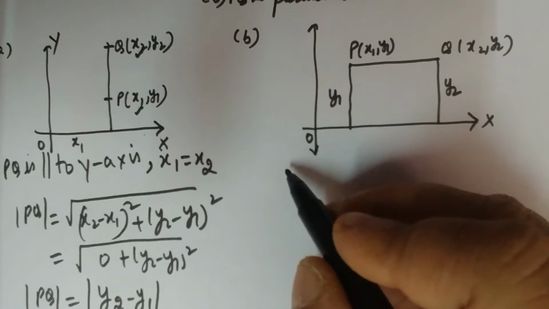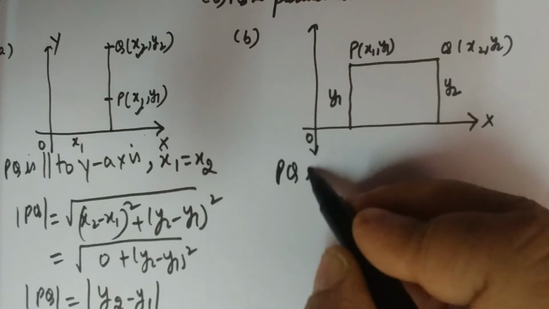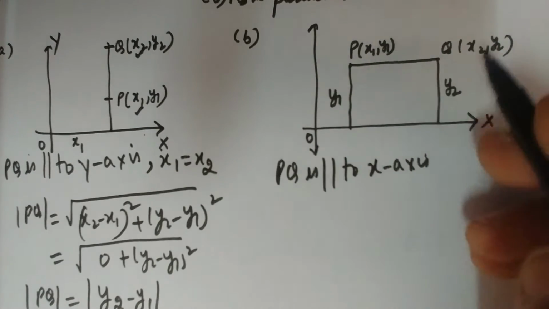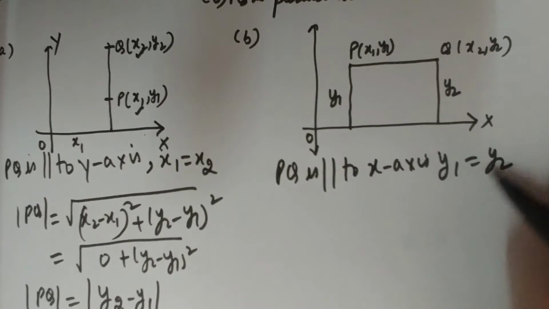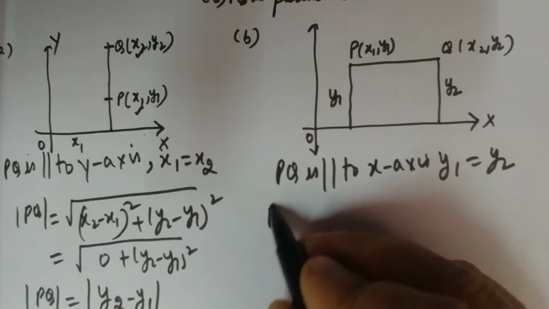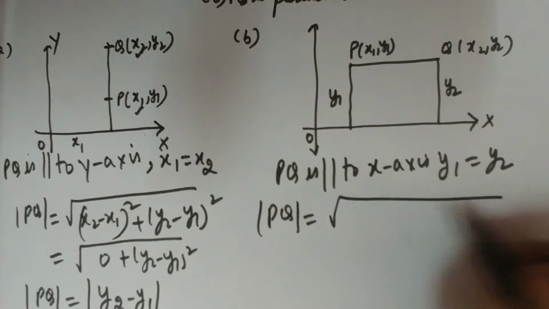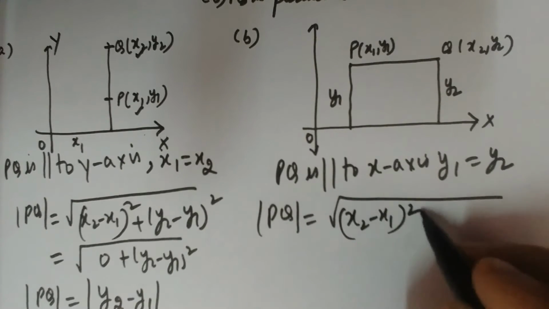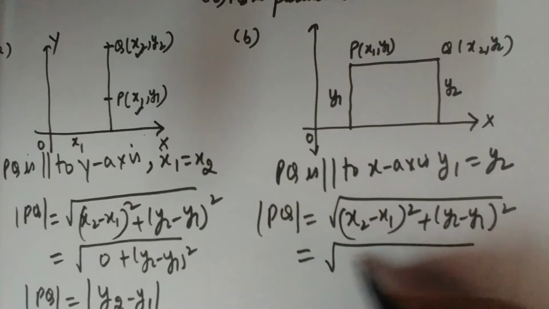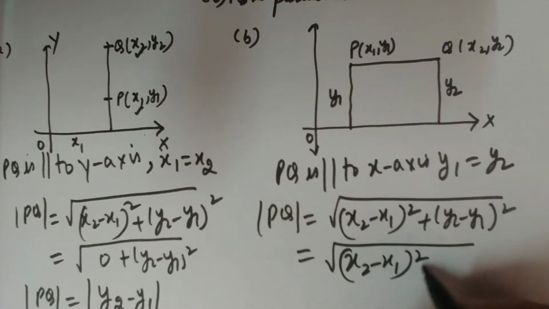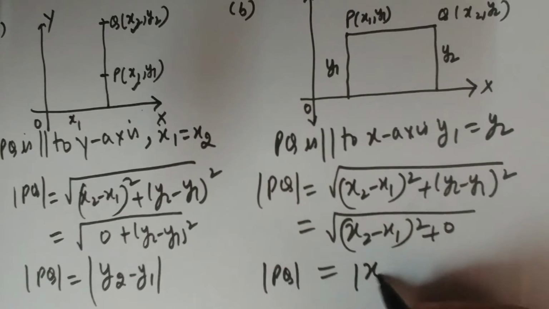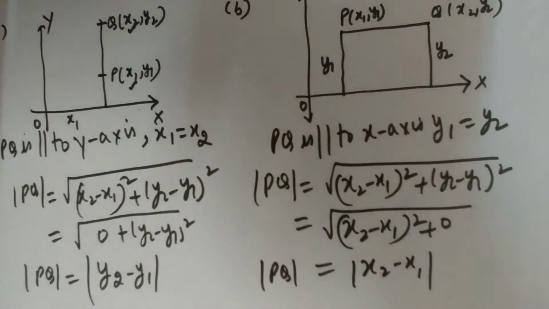Similarly for this case number 2, since PQ is parallel to x-axis, in that case my y coordinates will be same. So y1 is equal to y2, okay? So in that case, this distance formula reduces to the square root of x2 minus x1 whole square plus y2 minus y1 whole square, which is x2 minus x1 whole square plus 0, so distance PQ is x2 minus x1.